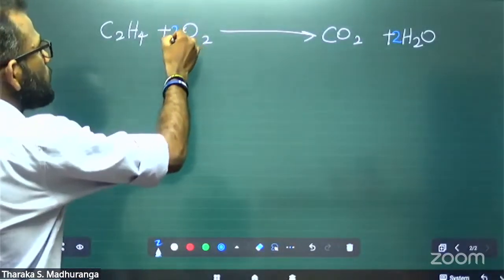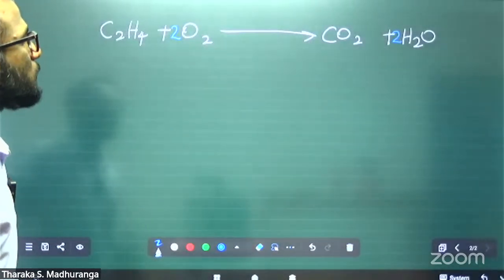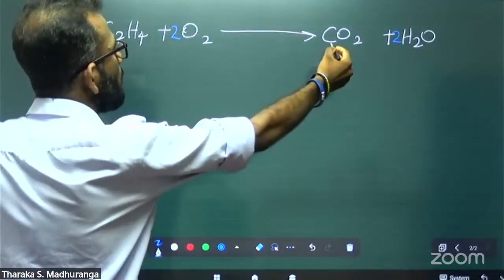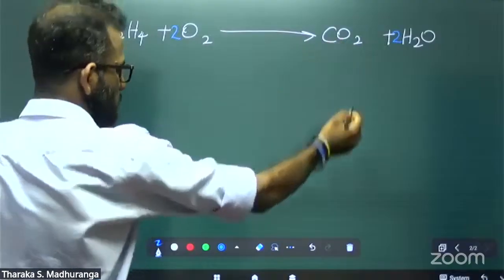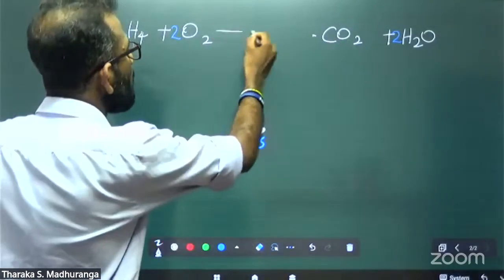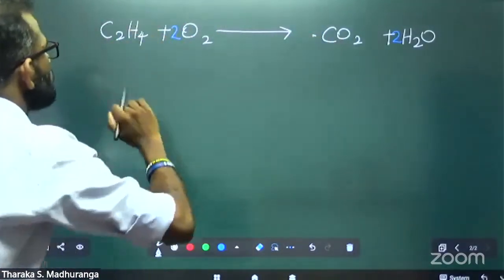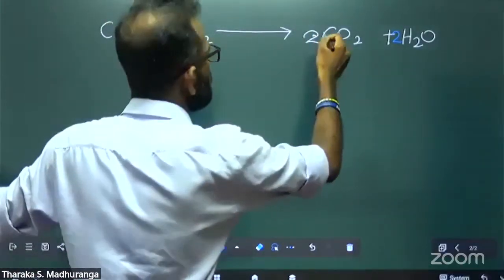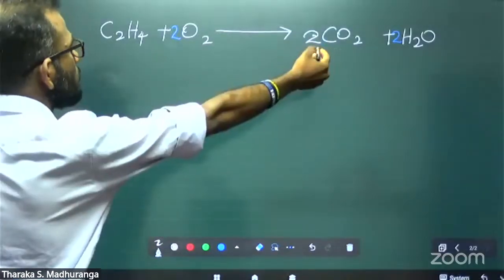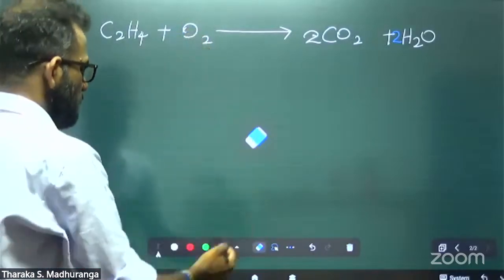Okay, then oxygen 4. Now carbon: this side 2, this side 1. I'm going to convert it into 2. Then the oxygen number is changing again, so I keep this empty.